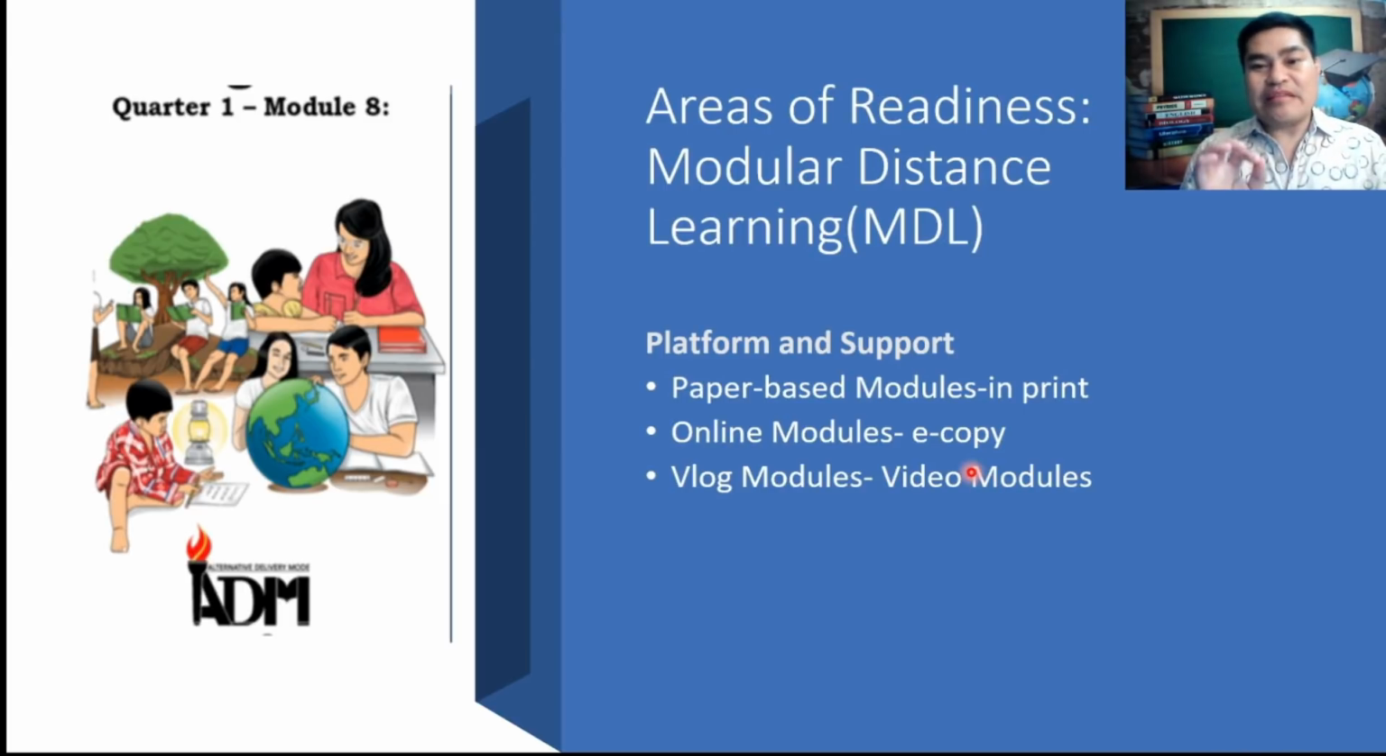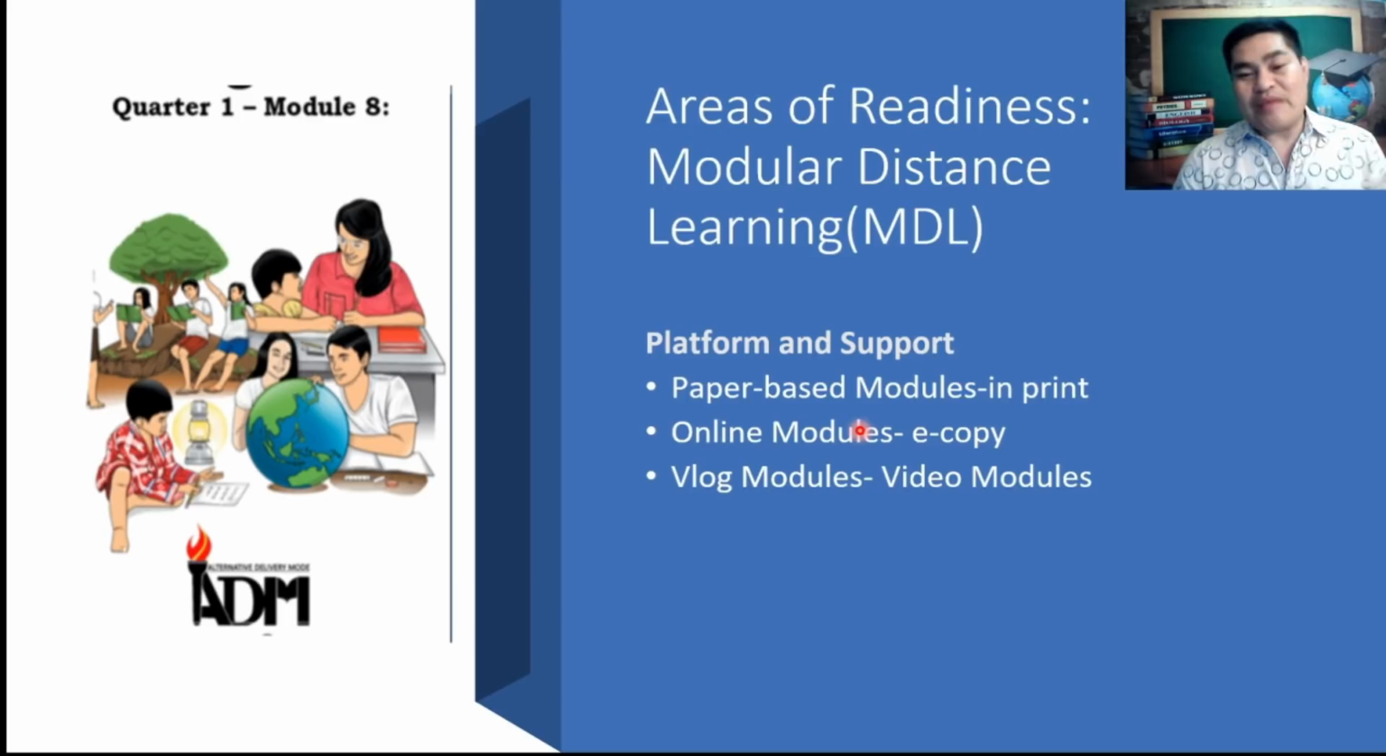So let's start with the area of readiness when it comes to your platform and support. So there are 3 ways you can do the modular distance learning, either through a paper-based modules. So there are prints, you have to print it. There are some I saw modules that are printed out, which is actually good. That is ready for distribution. And then you can also use the online modules wherein you provide e-copies to your students. And we have the vlog modules. I like these vlog modules, meaning you will create a video out of that module.